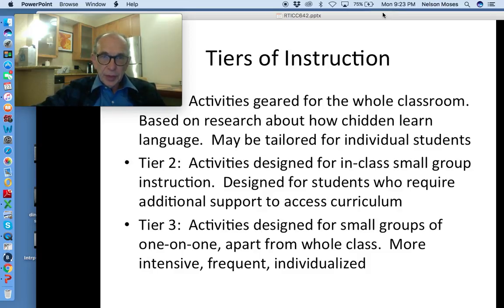Tier 2 involves activities designed for in-class small group instruction, designed for students who require additional support to access curriculum. The key there is access curriculum. That's the key at Tier 1 as well. Access curriculum. That is, we're there to support math, science, social studies, reading, literacy work, etc. We're there to support the teacher in the transmission of the curriculum to the child.